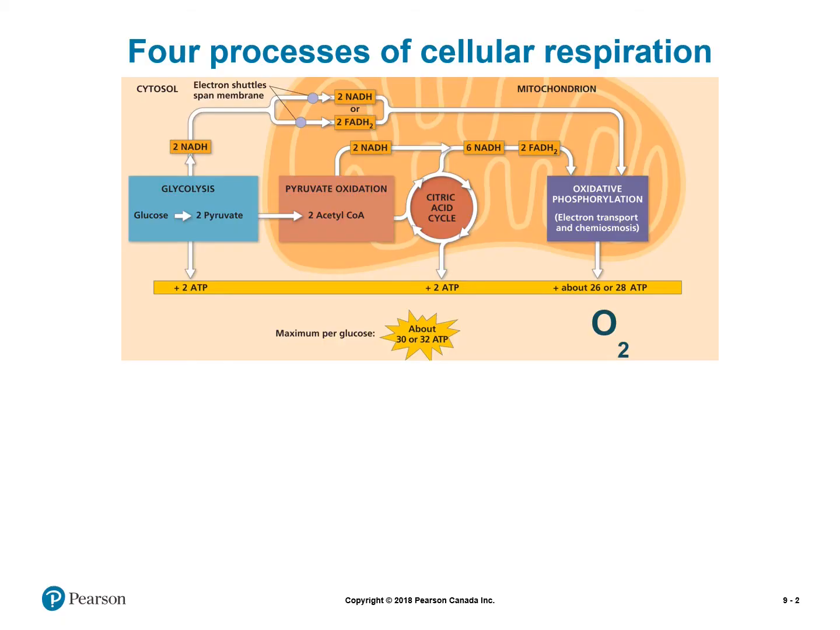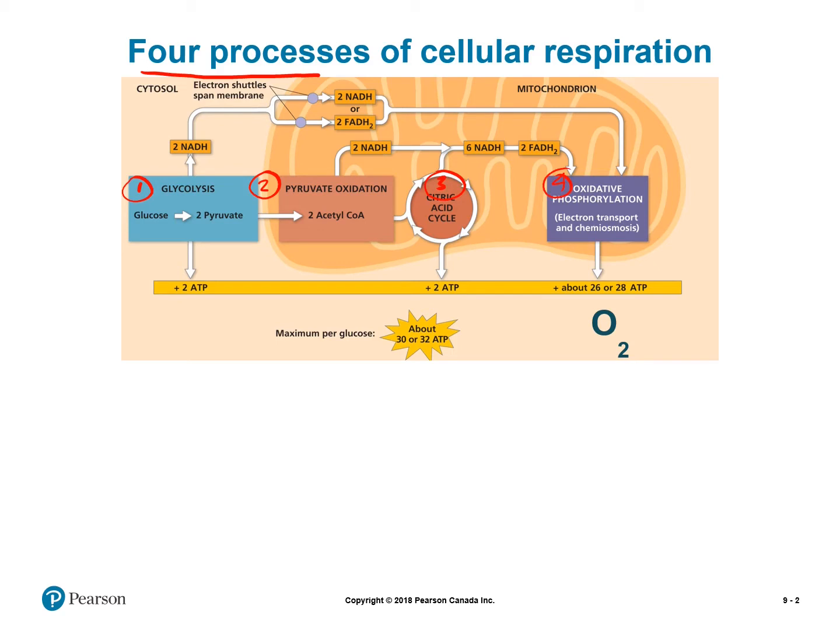In your textbook, cellular respiration is divided into 4 main processes. The first one, as we watched in the video, is glycolysis. The second one is pyruvate oxidation. The third one is the Krebs cycle or citric acid cycle. And the last one is oxidative phosphorylation.